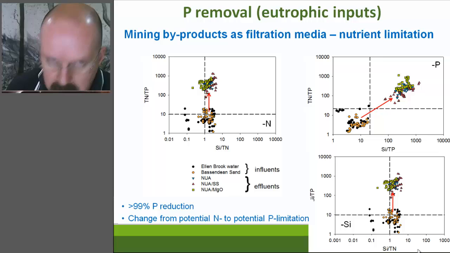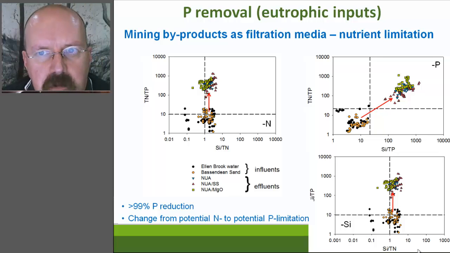So let's have a look at what those mining byproducts, when used as filtration media, do to nutrients in terms of nutrient limitation here. So I've got here now 3 nutrient limitation diagrams. On the top left, a nitrogen one, top right, phosphorus, and the bottom right, silica. So where you see the minus N, the minus P, or the minus Si, they are actually quadrants where we see potential nitrogen, phosphorus, or silicon limitation.